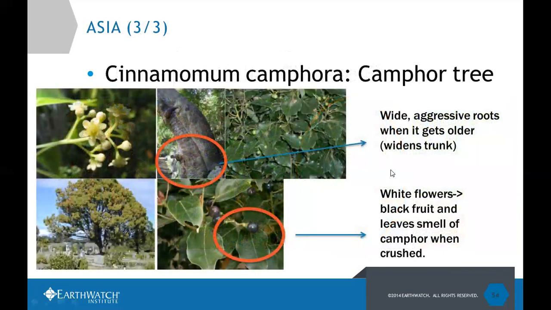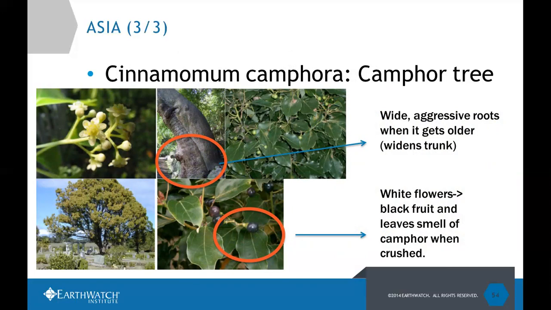The final Asian species that we have is the camphor tree. The way you can distinguish it is that the trunks and the roots are very, very aggressive. As it gets older, it'll tend to widen, and it'll start eating the sidewalk or the asphalt or whatever it tends to be near. It gets really wide at the bottom. So if you look at the big root structures, that's a good tip off that you're looking at the right trunk.